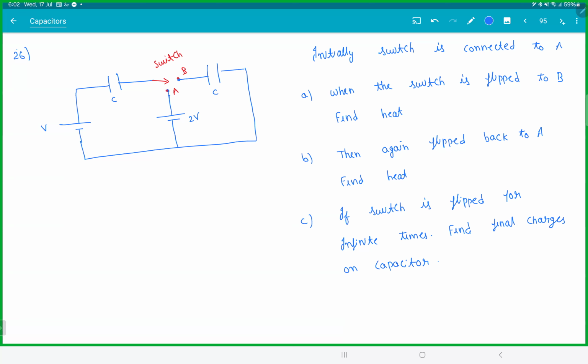A part is our CV square. Hope you guys are taking work done by battery also.